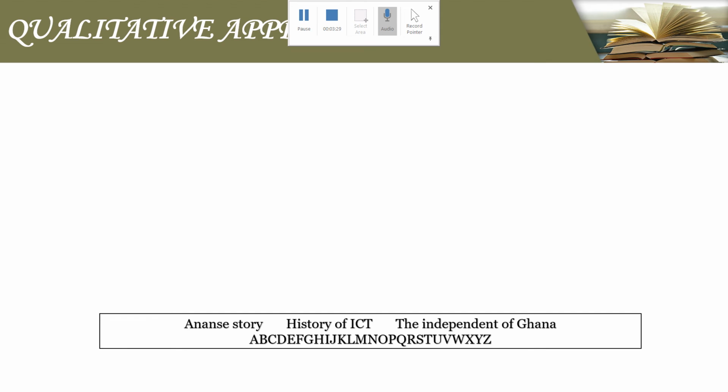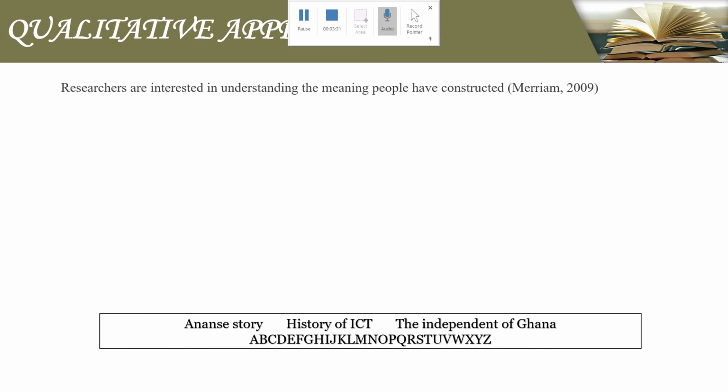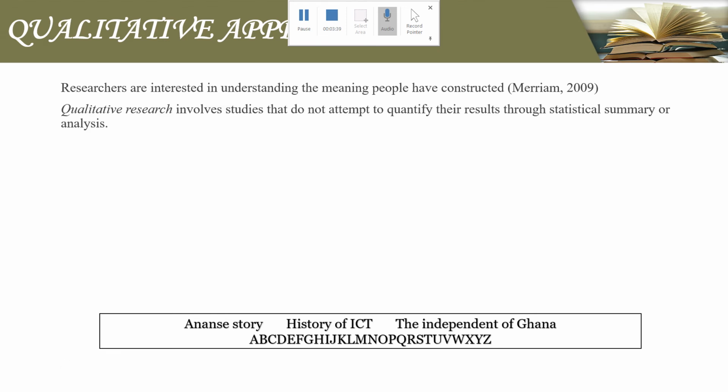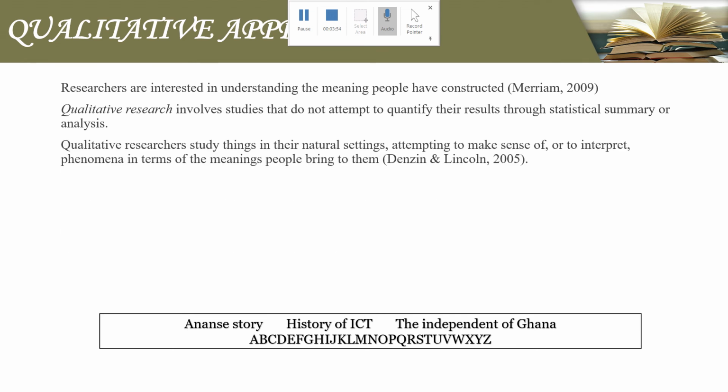Taking the qualitative approach, researchers are interested in understanding the meaning people have constructed, according to Merriam 2009. When you talk about qualitative research or approach, it involves studies that do not attempt to quantify the results as compared to the quantitative that normally uses the statistical summary or analysis. But qualitative researchers study things in their natural setting, attempting to make sense of it and to interpret phenomena in terms of the meaning people bring to the world.